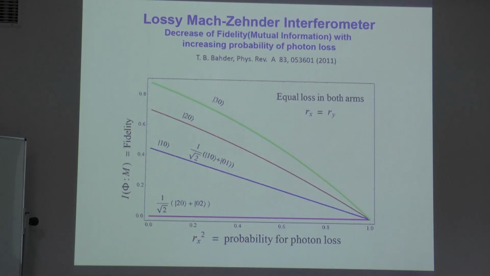As an example, here's a case of a lossy interferometer, and here's the amount of Shannon mutual information versus the loss in the interferometer. For example, a 3-photon Fock state input into the interferometer decays like this with increasing loss. The 2-photon Fock state is worse. Here is a NOON state, and here is a 2-photon NOON state, which has 0 information, no matter what the loss is. So this was kind of a surprise, not very intuitive.